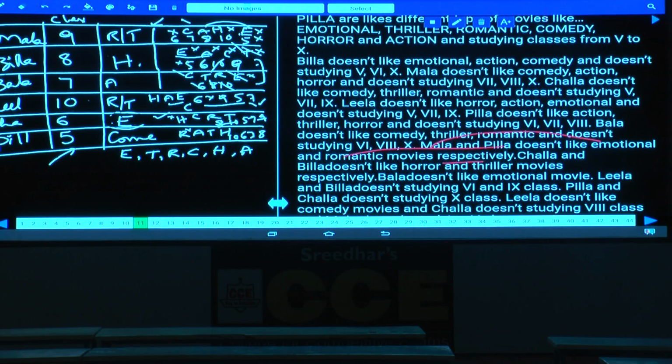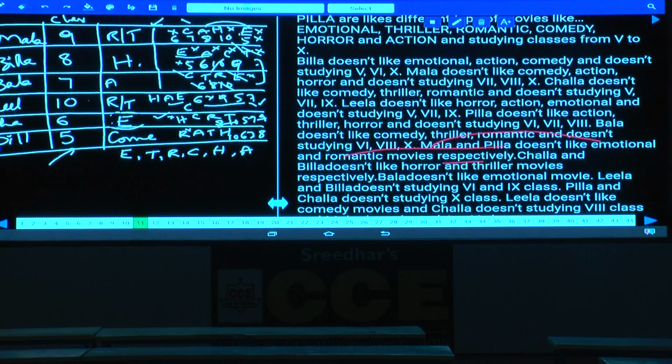Isn't it? Suppose not, then Mala and Pilla do not like emotional and romantic movies, it says. Both of them do not like them. But here respectively means in the same order. Mala does not like the first one, emotional, Pilla does not like the romantic movies. Clear now? And this is the only information we have regarding this romantic and thriller, either Leela or Mala.